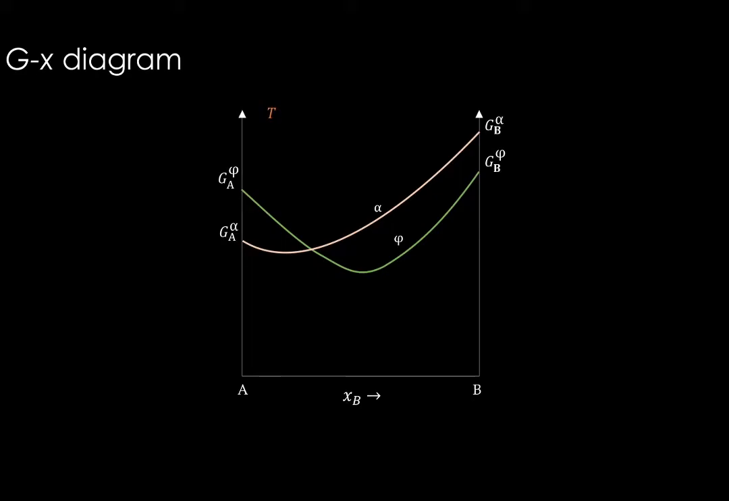Now we can think about competition between two phases, alpha and phi. Imagine you have A and B, you are trying to mix them in some ratio, and you want to see at this temperature what is going to be the stable state. Will it be single phase alpha, single phase phi, or will it be a combination of alpha and phi? With respect to different compositions, what will happen? We'll see that. Imagine this overall composition.